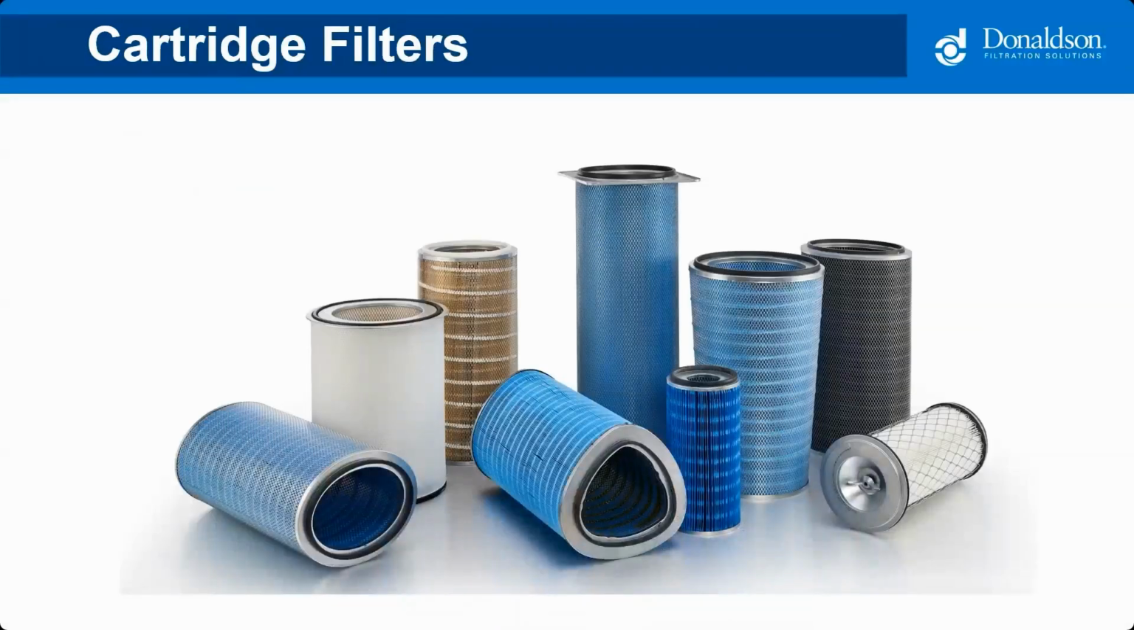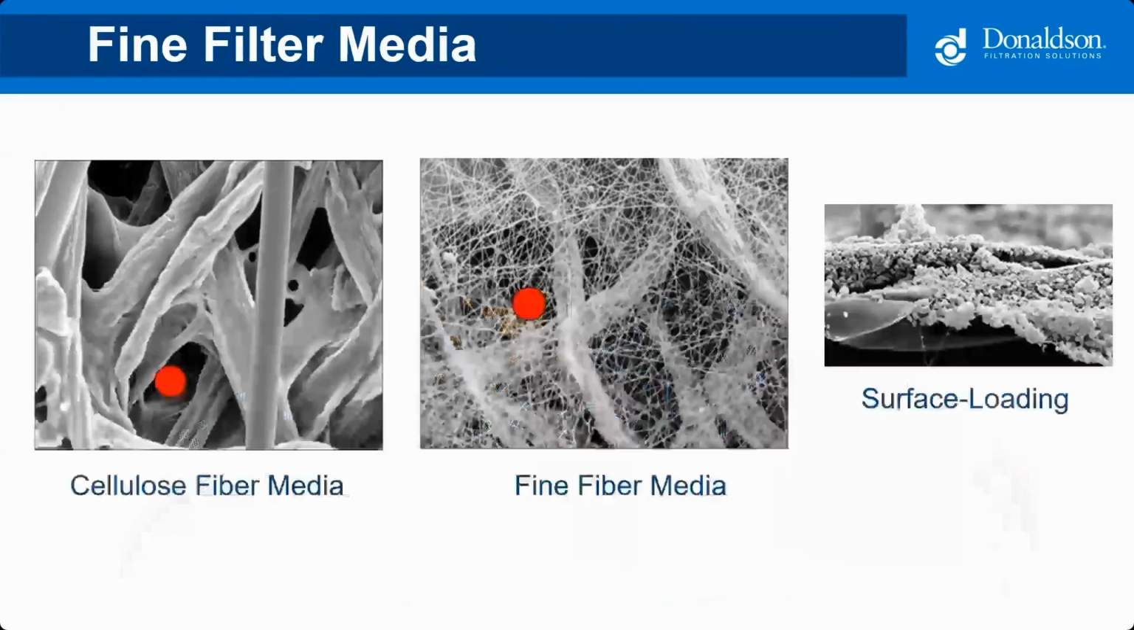So cartridge collectors like the DFE and the TD obviously use cartridge filters, and these come in many different shapes and sizes and different media types depending on what the application and the customer's needs are. Typically when using cartridge collectors, I recommend a fine fiber media because it significantly outperforms cellulose-based medias, and it will result in less frequent filter changes for your customer.